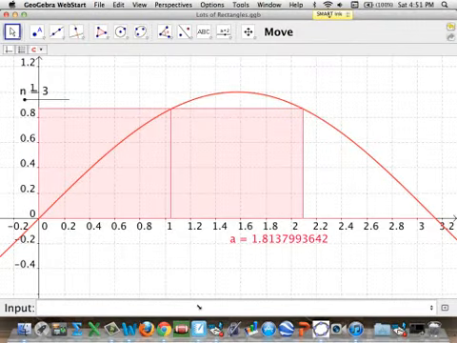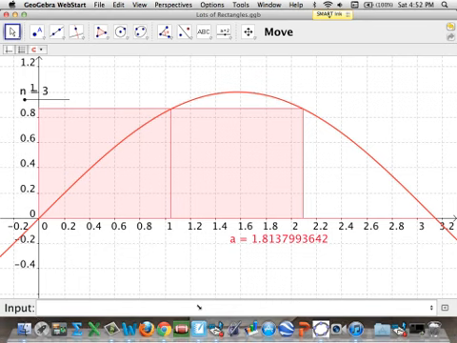Okay, I hope it's become apparent that increasing the number of rectangles decreases the amount of extra area or missing area, which means our approximation gets better and better to the true answer. So this GeoGebra document is going to quickly illustrate that point. This is a curve function. This is sine x if you're interested.